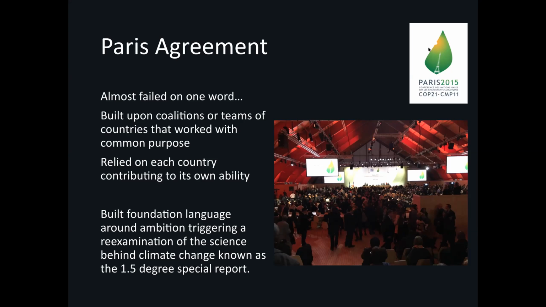So our task for you in the next half hour is to work on building your team so that you can come with this common sense of purpose of what you're trying to achieve with your team. It relied on every country contributing to its own ability. And that was so important to recognize, that countries had different capacities to address their own internal greenhouse emissions.